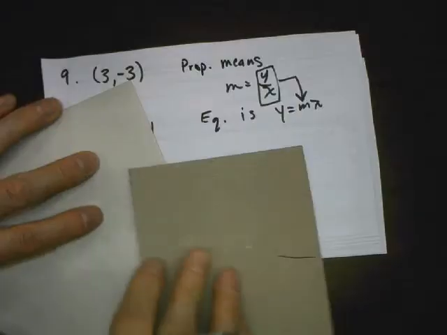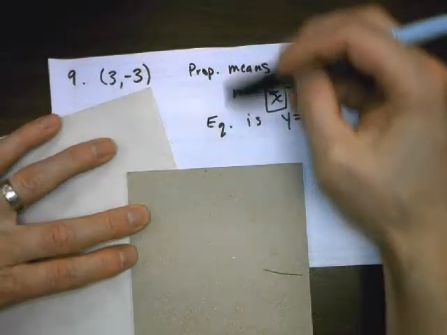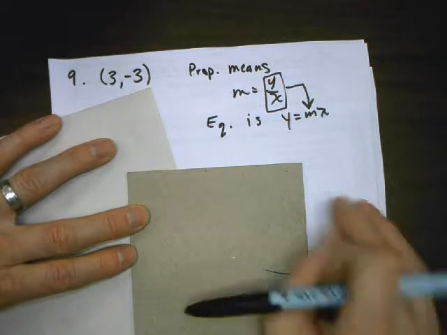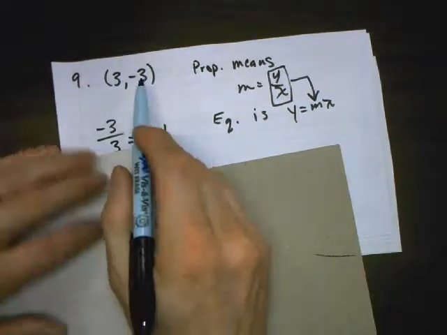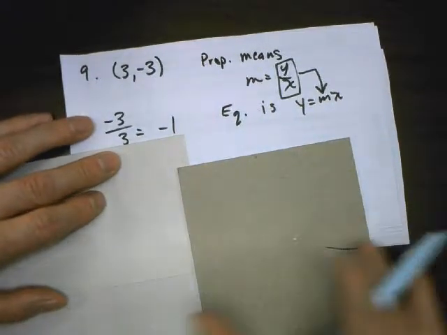And the equations for proportional relationships are always the same. The y is always equal to the x times the rate of change or slope. So that should be the equation. So I take my point that they give me, I put y over x, and I simplify. I have a slope of negative 1.